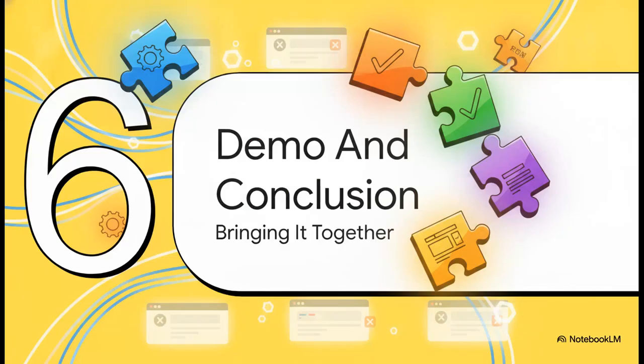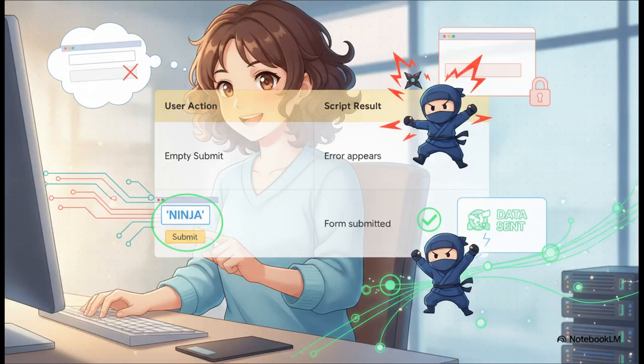Section 6, Demonstration and Conclusion. Let's snap the puzzle pieces of our script together and look at the visual result. When we test this live in the browser, the magic happens. If you click Submit without typing a name, our script intercepts it, an empty submission is detected, and the error message, please enter a name, immediately pops up below the form. The form doesn't go anywhere.